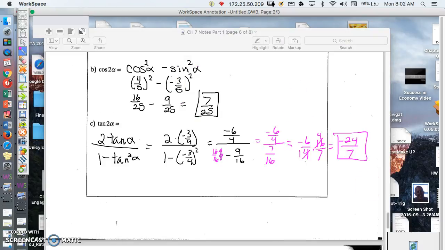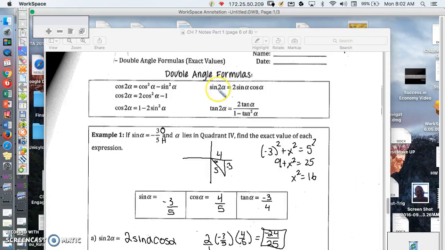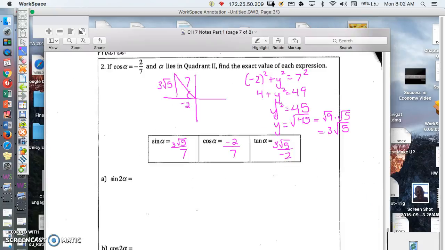So the sine of 2 alpha, well, let's see, here's our formula, 2 sine of alpha cosine alpha. So we got 2 times 3 square root of 5 over 7 times -2/7. So let's see, denominator we got 49, negative 2 times 2 is 4, so we have negative 12 times the square root of 5.